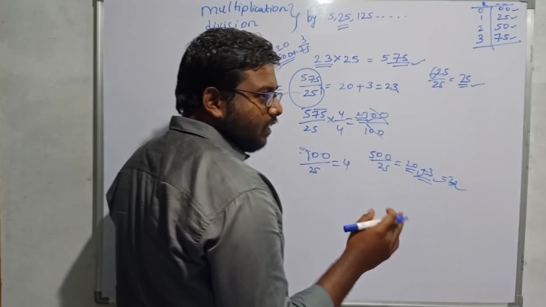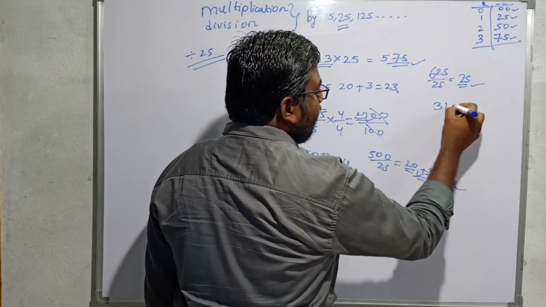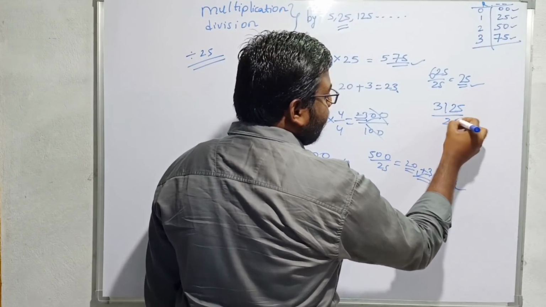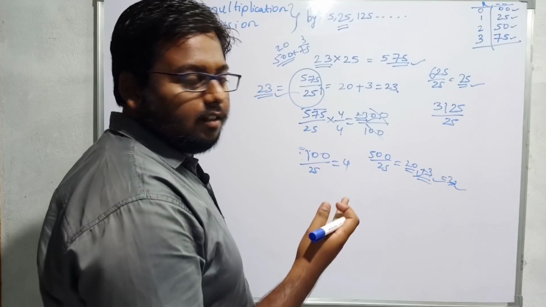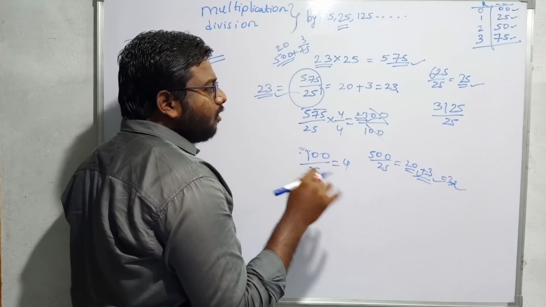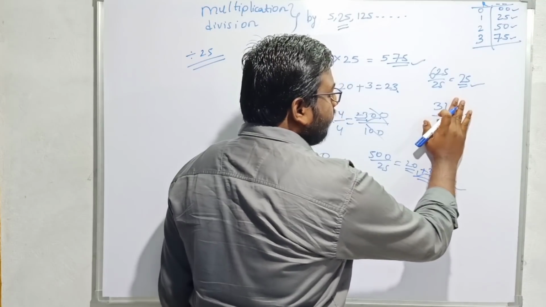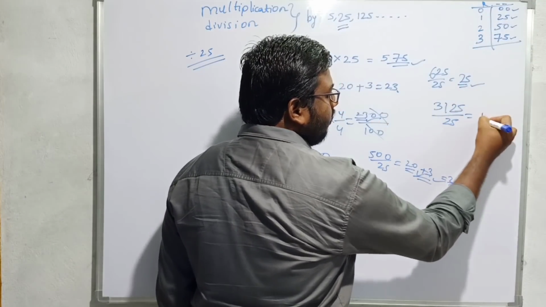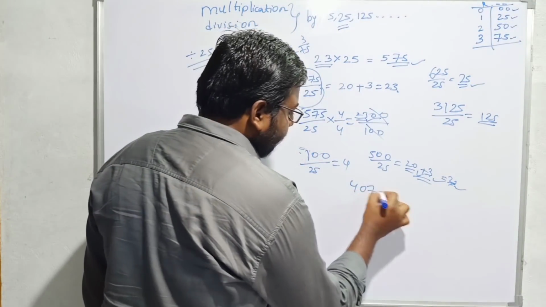I am referring to the examples I discussed in the previous one, the multiplication with 25. For example, 3125 divided by 25: I do the reverse process. Check the previous one and you will get full clarity. I close 25, and 31 into 4 is 124, plus 1 is 125. This will be my result. For example, I took 4075, I think.